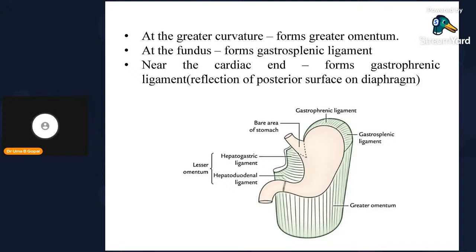At the fundus it forms the gastrosplenic ligament. You can see the gastrosplenic ligament. The gastrophrenic ligament attaches the stomach to the diaphragm, and the gastrosplenic attaches the stomach to the spleen. Here is the greater omentum. It is a double fold of peritoneum made up of 4 layers: first layer, second layer, third layer, fourth layer.